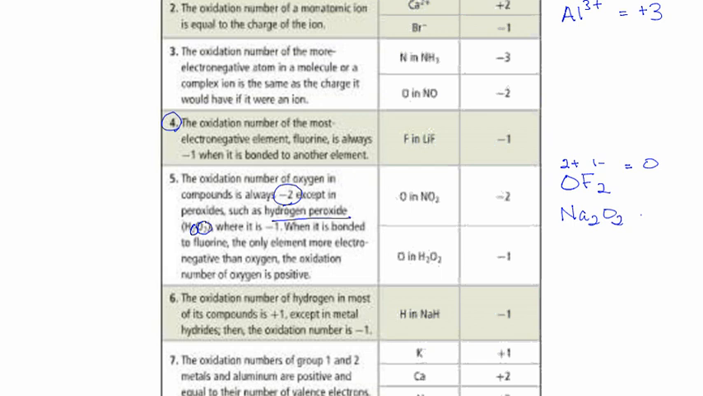Na2O2, this is a peroxide. Oxygen is -1. Sodium is +1. So the charges add up to 0.